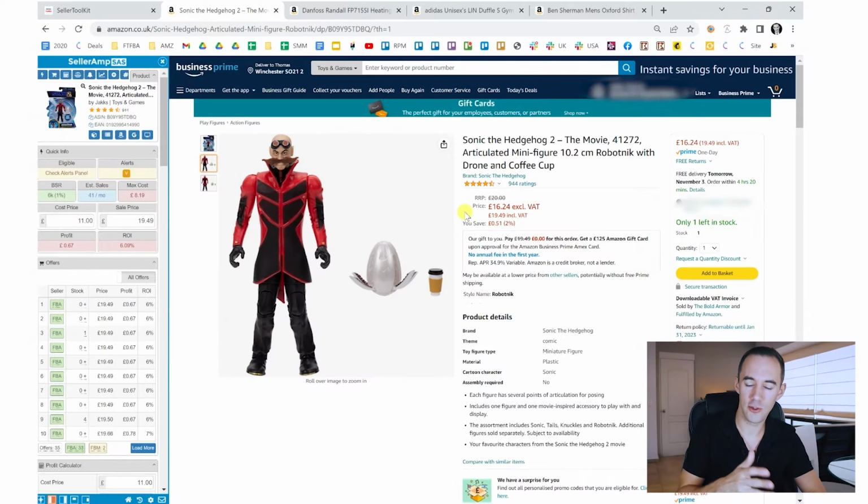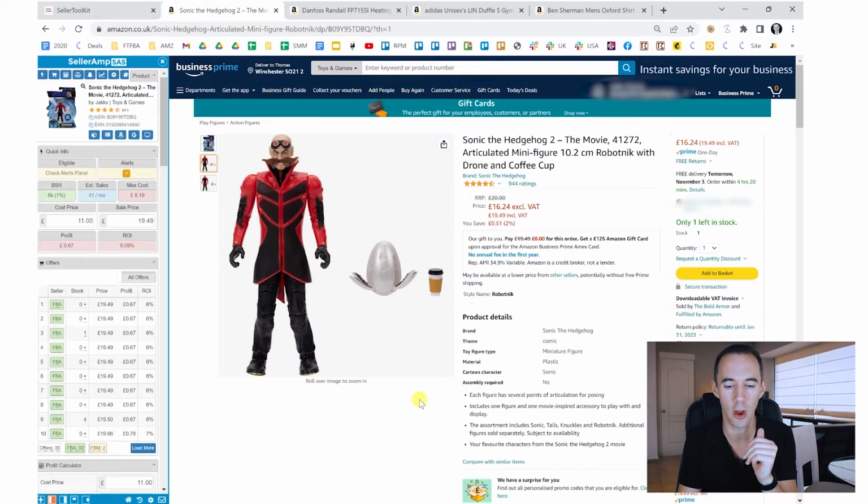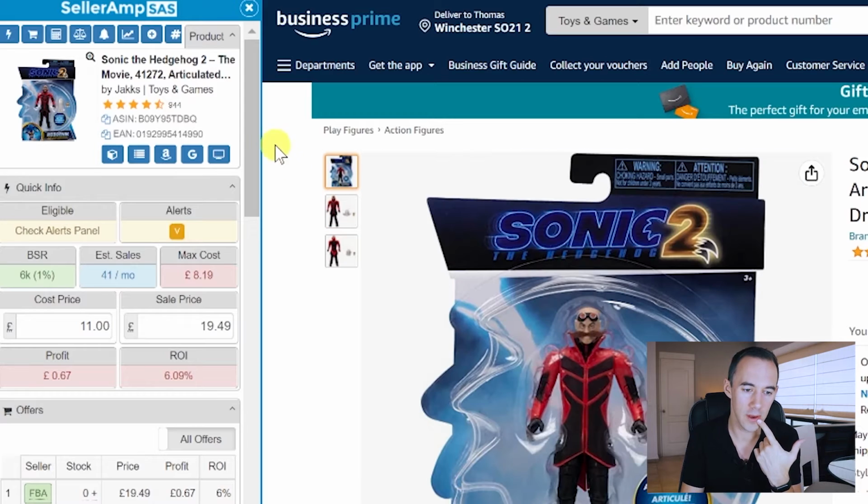Okay, so first things first, I've just jumped into one of these products. Now, I'm not going to go through the whole analysis of whether it's profitable to buy. I'm really focusing on that sales velocity. That's what we're here to look at. So first things first, I've got SellerAmp loaded up, and you see right away it says 41 sales per month. And that's really good.